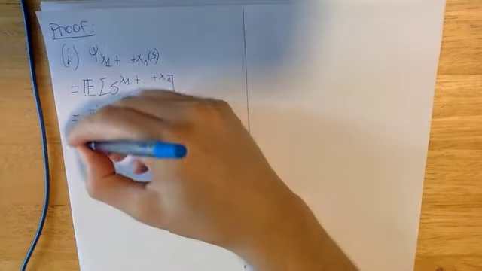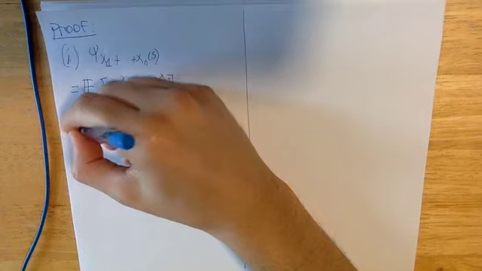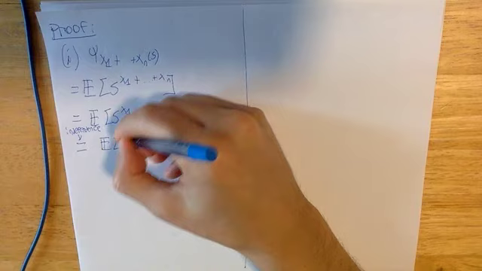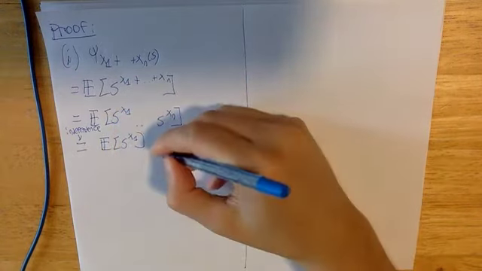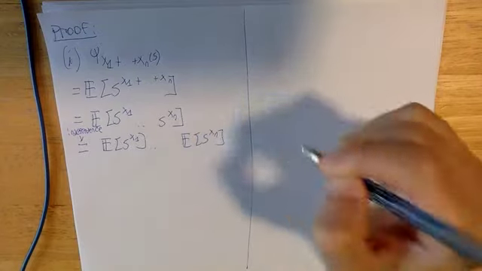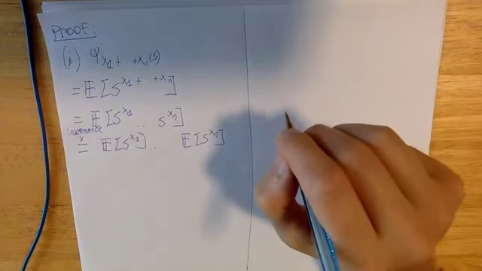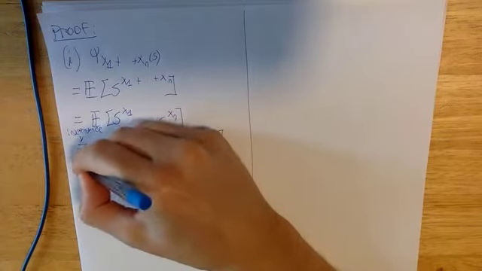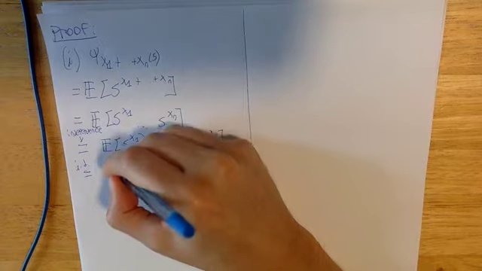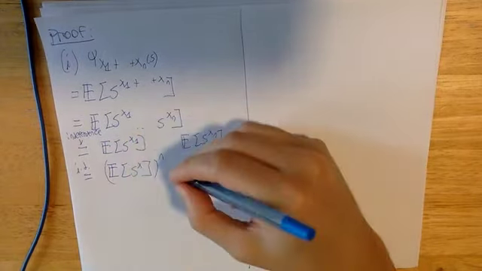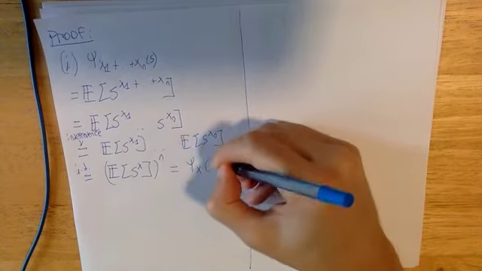But now by independence, this is equal to the product of these exponentials. But if this is equal to the products of the exponentials, they are all identically distributed. So this is by identically distributed. This is the expectation of s to the x to the n, which is just phi x of s to the n.